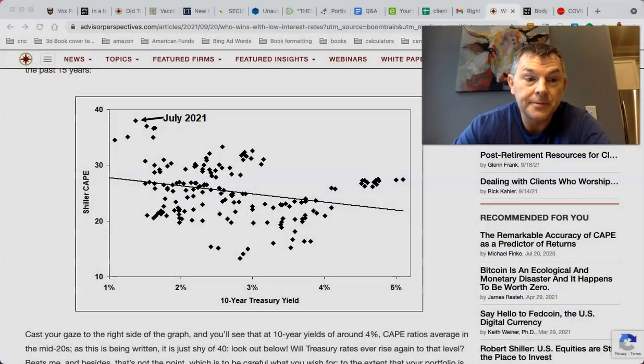Can't wait for higher interest rates? Be careful what you wish for, amigos. Be careful. All right, so check this chart out. This is fantastic.